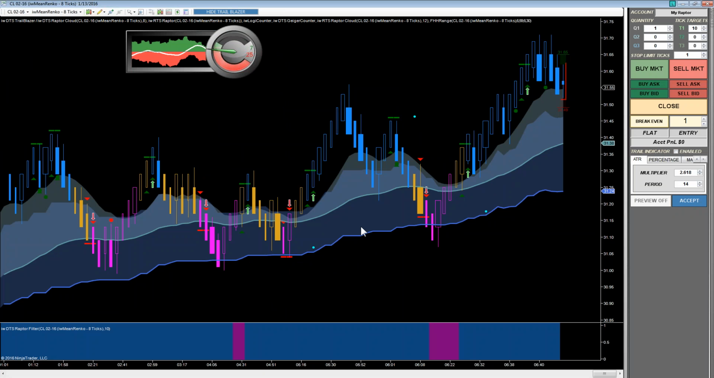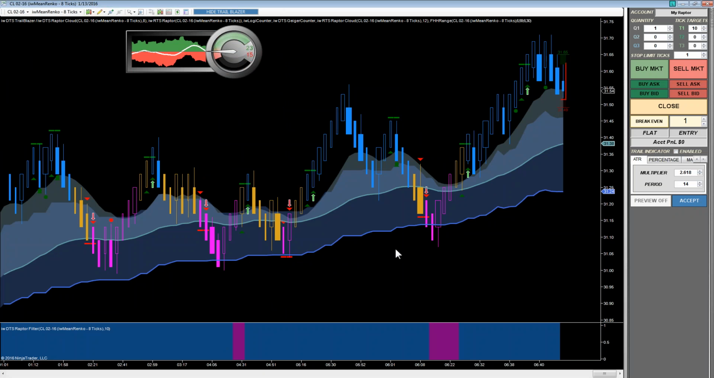Now, as I mentioned, the Raptor incorporates elements of all three birds into one tool. So you can see we've got the cloud here from the Eagle, we've got the bar coloring from the Hawk, and we've got the signal generation from the Falcon. The Eagle Trend Trader has also been programmed into the filter down here.